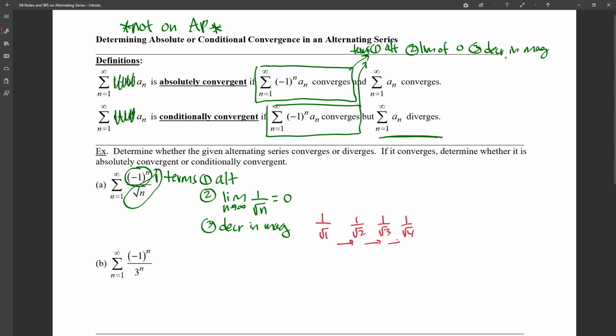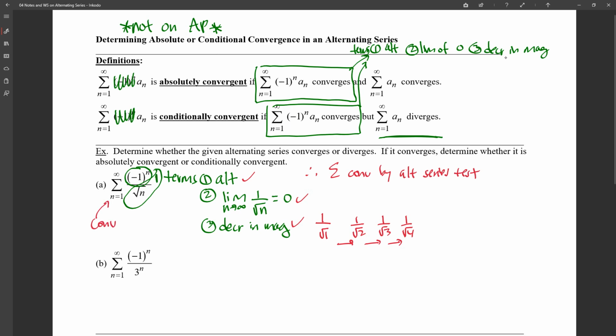Are these terms decreasing in magnitude? Check. So I have 3 checks here. Therefore, this series, the a sub n, converges by alternating series test. This series does converge.